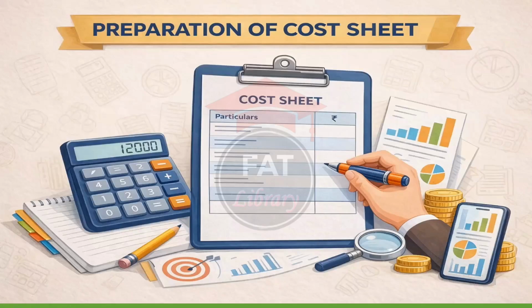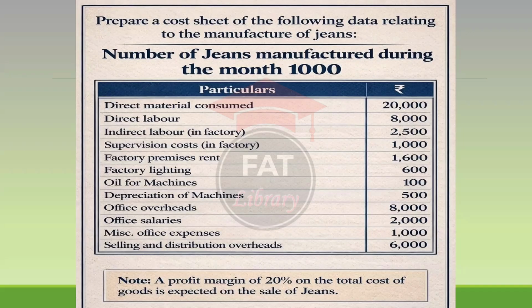Today we will discuss an illustration on preparation of cost sheet. So here we will calculate total cost and cost per unit. So let us start with the illustration. Prepare a cost sheet of the following data relating to the manufacturer of jeans. Number of jeans manufactured during the month 1000. So units manufactured in that 1 month is 1000 units.